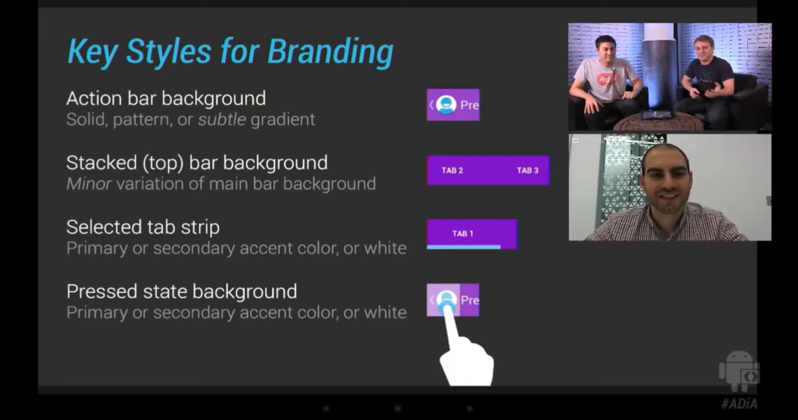What was it? j.mp/customizing action bar? Or I think you just search for Nick Butcher customizing the action bar. Yeah, I forget.